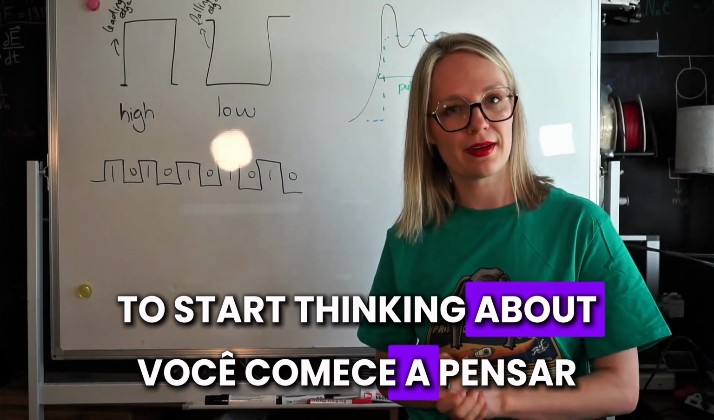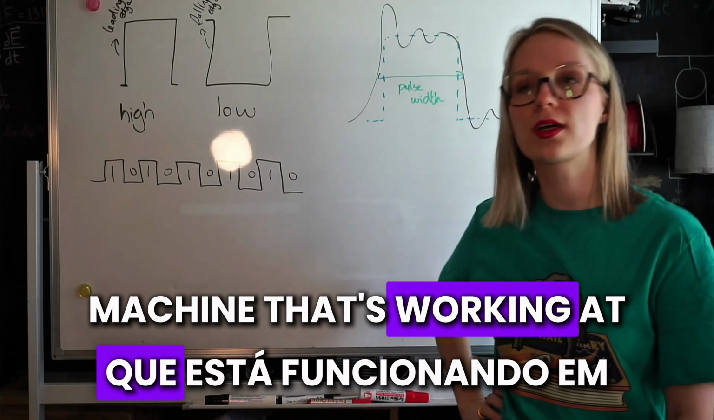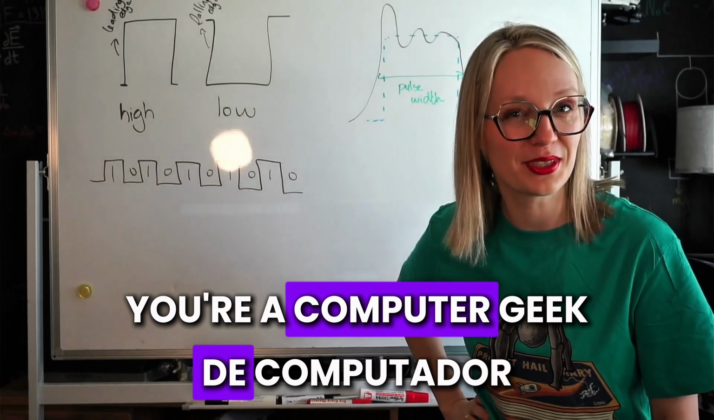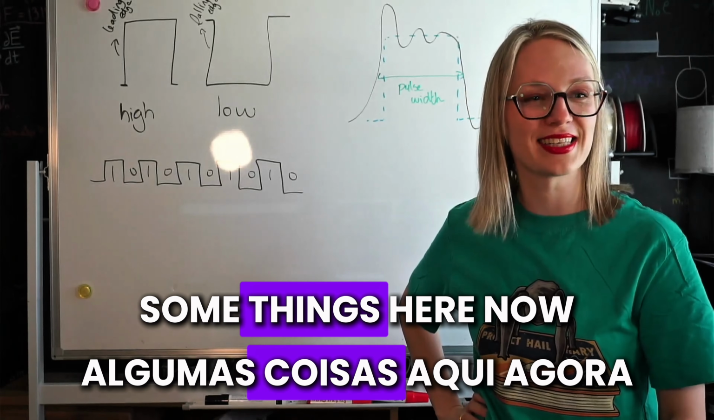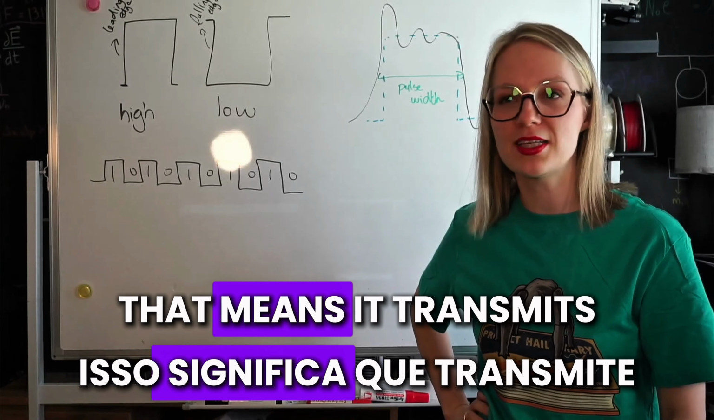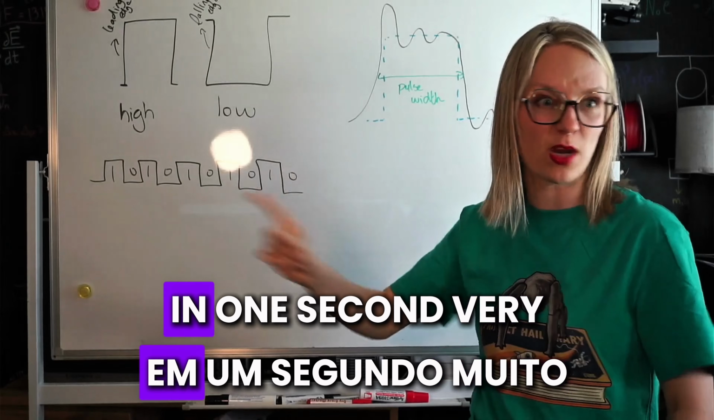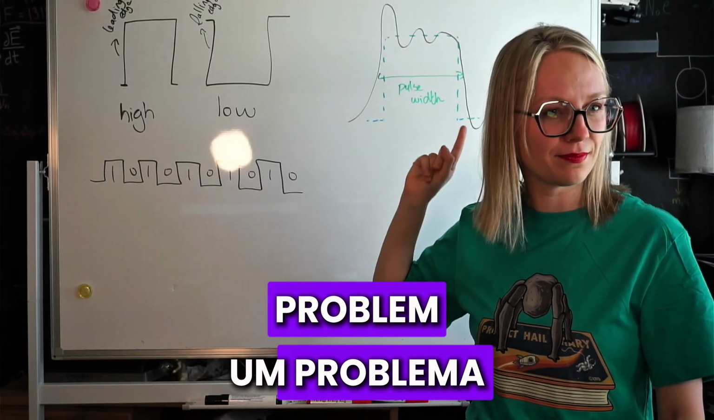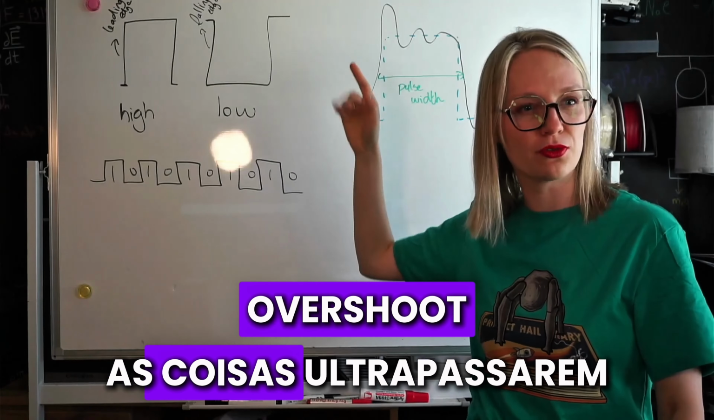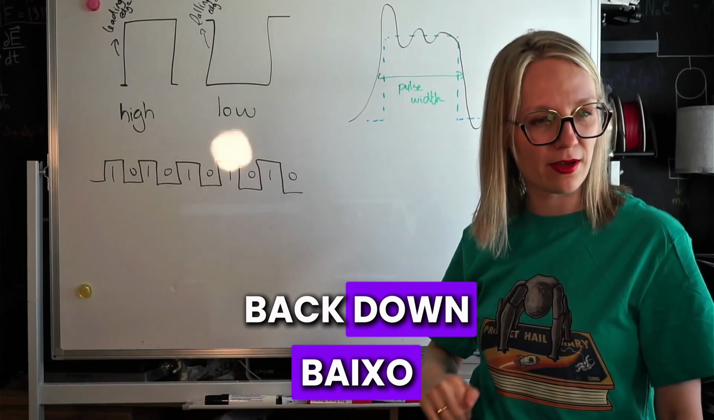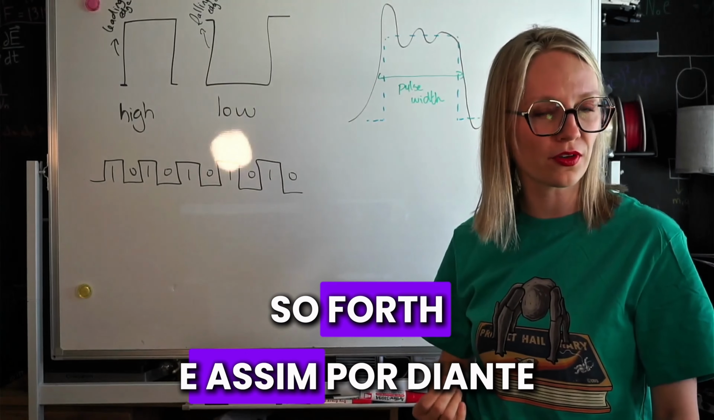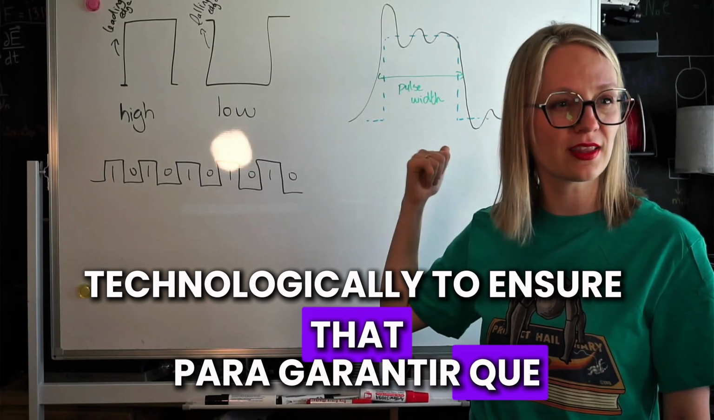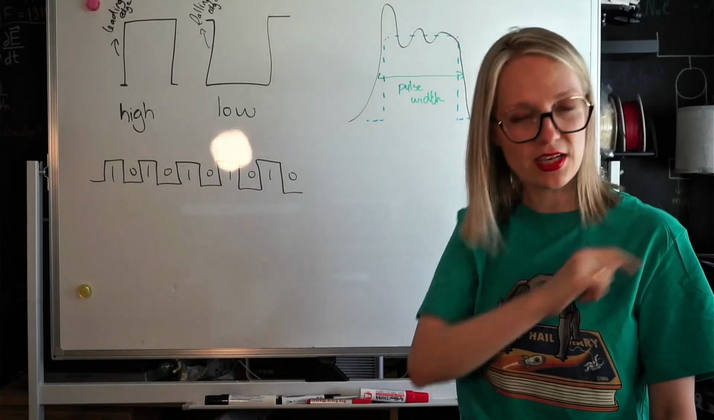Now I want you to start thinking about it. If we have a machine that's working at millions of hertz, maybe if you're a computer geek, you might be realizing some things here now. And so that means it transmits millions of these signals in 1 second, very, very fast. This might become a problem. If it takes this long for things to overshoot, to droop, to go back down, to solve the undershoot, and so on and so forth, how limited are we technologically to ensure that that continues to perform perfectly? Another little thought for you.